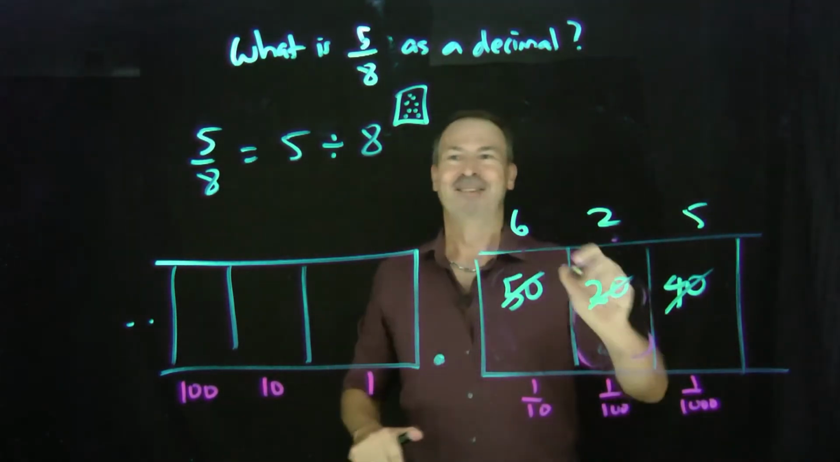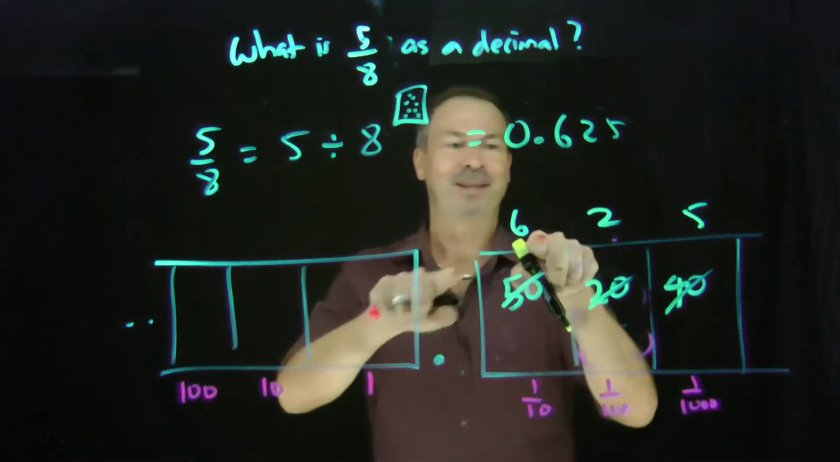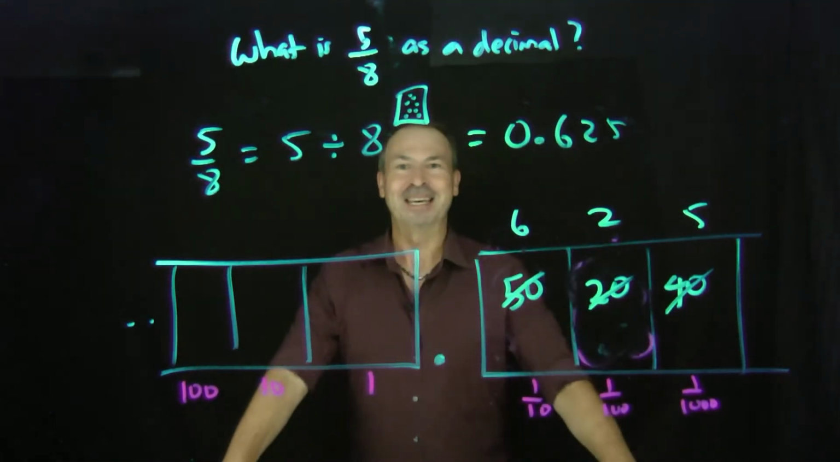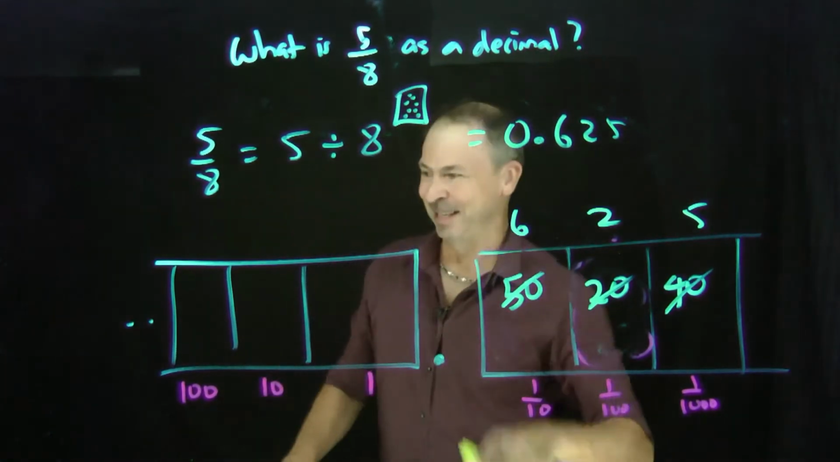We're done. 5/8 is 0.625. This is grand and good. Because I want to do another one. Let's do it. Let's do another one.